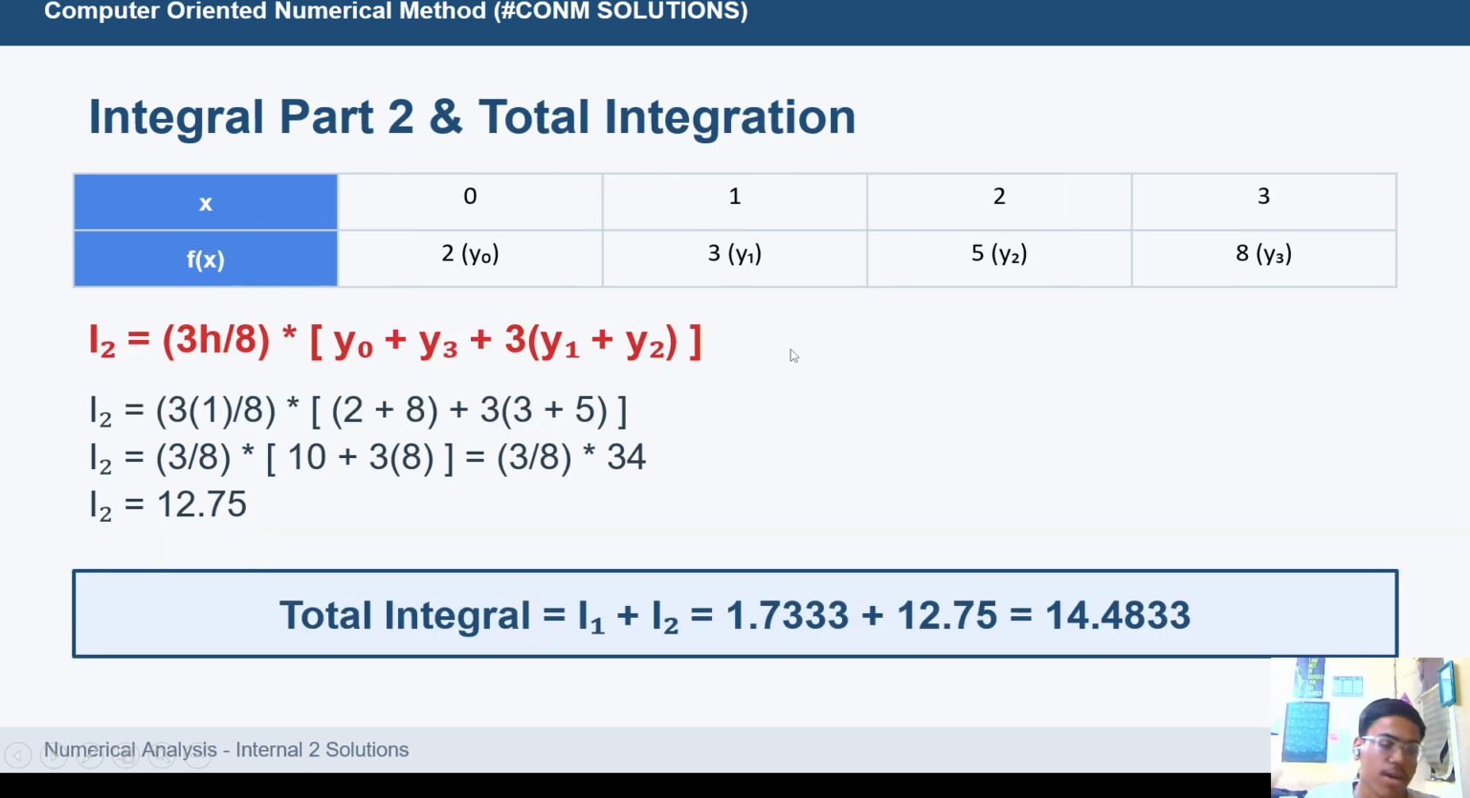Now similarly, we will integrate part 2 using Simpson's 3 by 8 rule. So I2 will be 3h by 8 into y0 plus y3 plus 3 times y1 plus y2. We will put the value of h as 1, y0 is 2, y3 is 8, plus 3 times of 3 plus 5. So we will put these values, and we will find that I2 will come around 12.75.